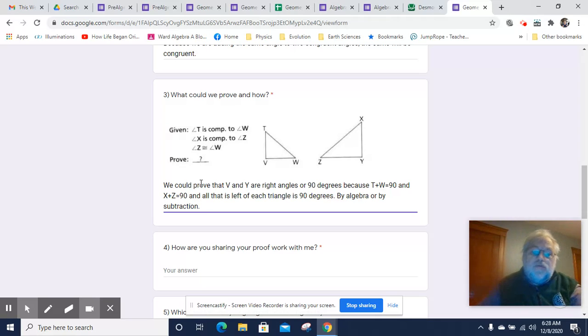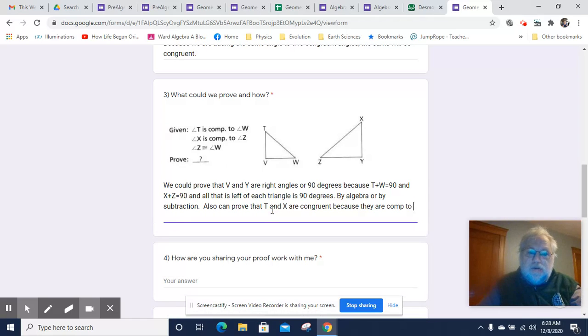Another thing we could prove is that angle T is congruent to angle X. T and X are congruent because they are complementary to congruent angles. Because Z and W are congruent, and T and X are complementary to W and Z, respectively. Therefore, T and X are congruent because they're complementary to congruent angles.